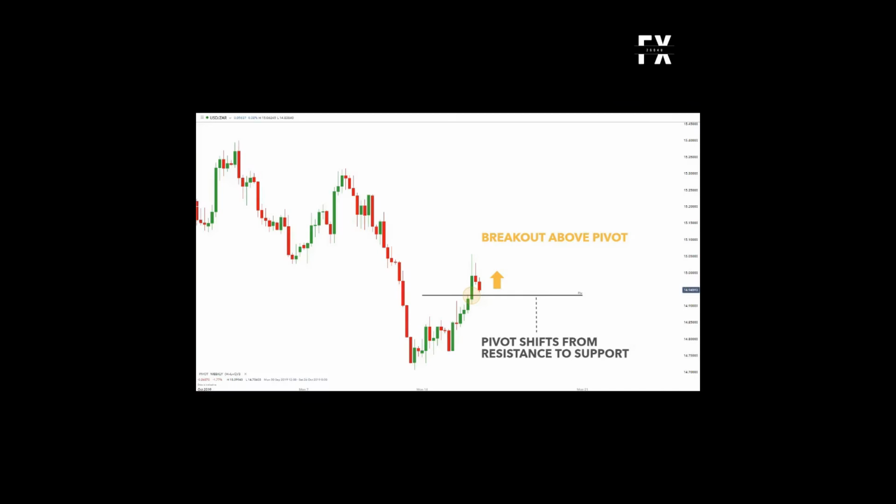The most common way to trade pivot points is to look for a breakout above or below the main pivot point. If the market breaks above the main pivot point, it's considered bullish and you should look for buying opportunities. If the market breaks below the main pivot point, it's considered bearish and you should look for selling opportunities.